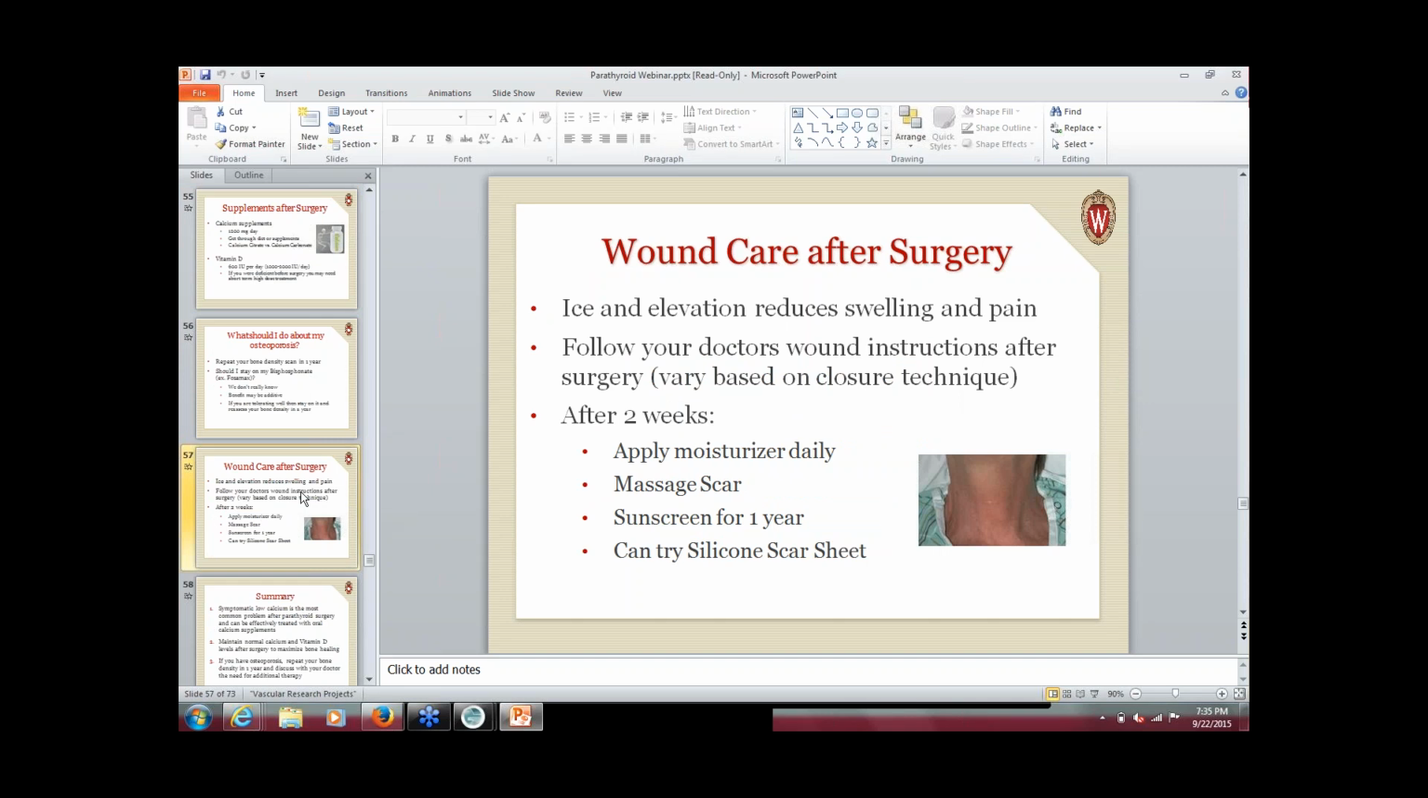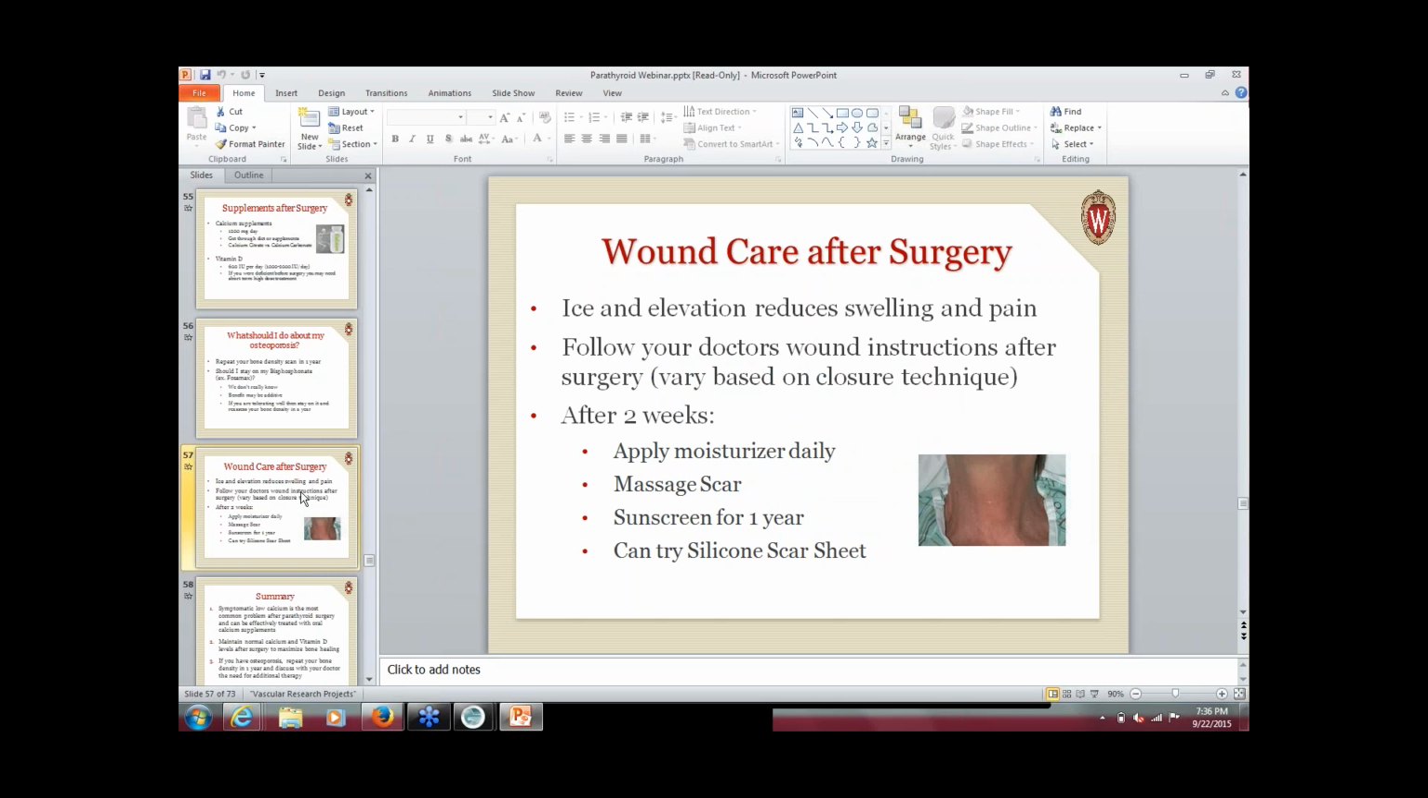I think regarding the actual incision area, you really need to follow your doctor's wound instructions after surgery. There are a lot of different closure techniques that people use to try to get the best cosmetic outcome after parathyroid surgery. And so you have to follow the instructions that your doctor gave based on the technique that they used to close it.